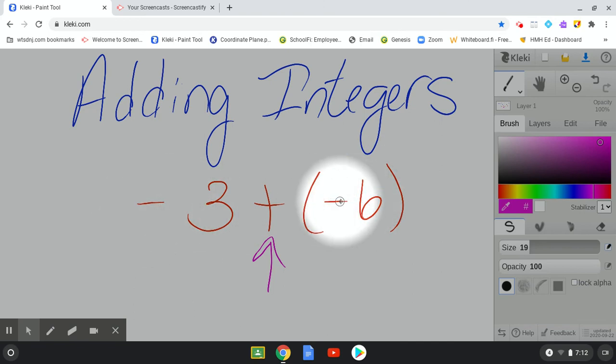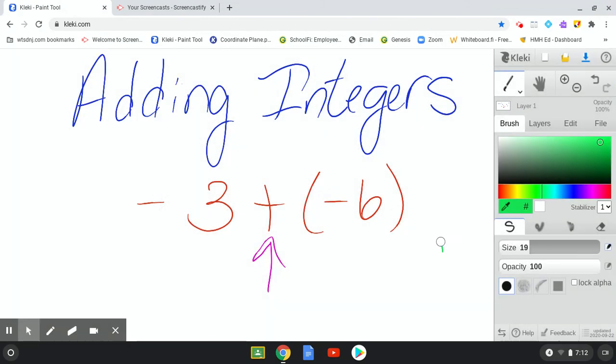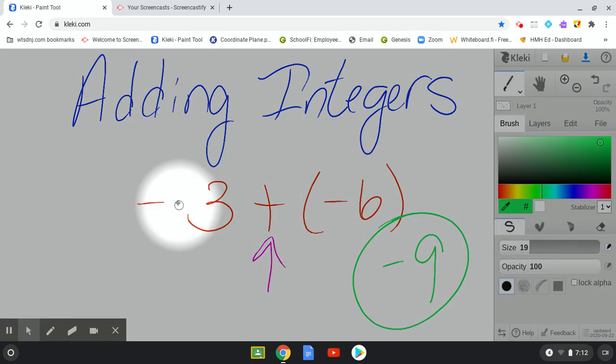Both the 3 and the 6 are negative. So I'm just going to add the 3 and the 6 to get me a 9. And the rule is to just keep the sign, which is negative. All right? So adding, when the signs are the same, add and keep the sign. Very simple, okay? So when we are adding, if the signs are the same, you add and keep the sign.